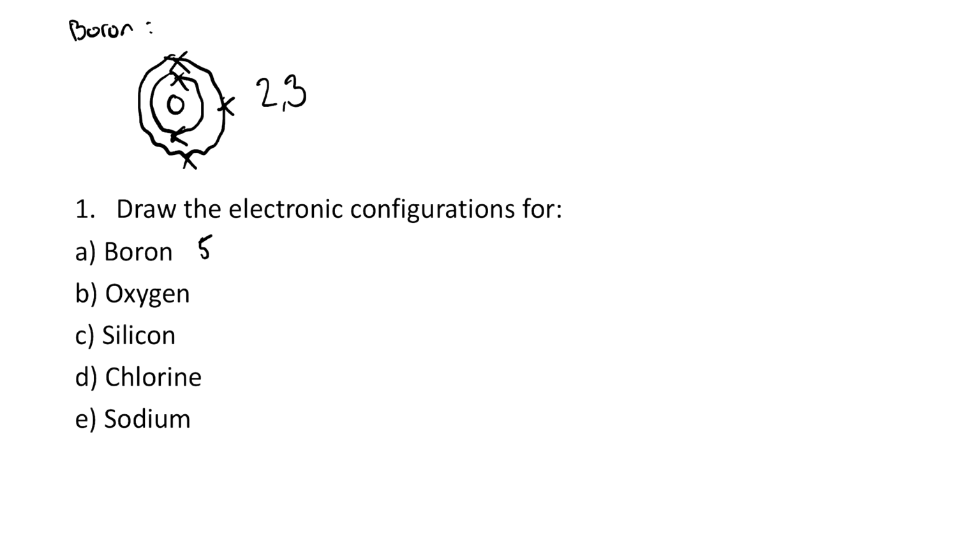Now oxygen. Oxygen has a proton number of 8. So let's draw oxygen up here. We've got 2 in the first shell because we've got to fill that up first. That leaves 6 left to go. So the second row can have 8. So we're going to do 1, 2, 3, 4, 5 and 6 for that. 2, 6, and that's oxygen.